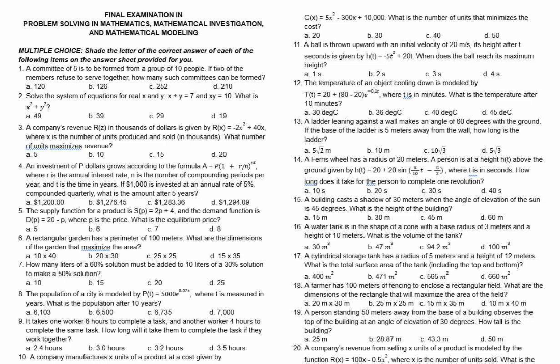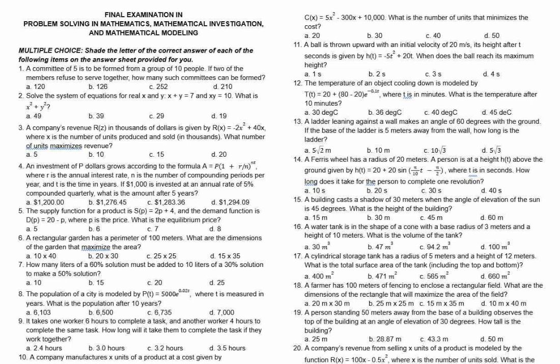Number 11: a ball is thrown upward with an initial velocity of 20, and the height after t seconds is given by h(t) = negative 5t squared plus 20t. When does the ball reach its maximum height? So it will reach the maximum height at 2 seconds, letter A.